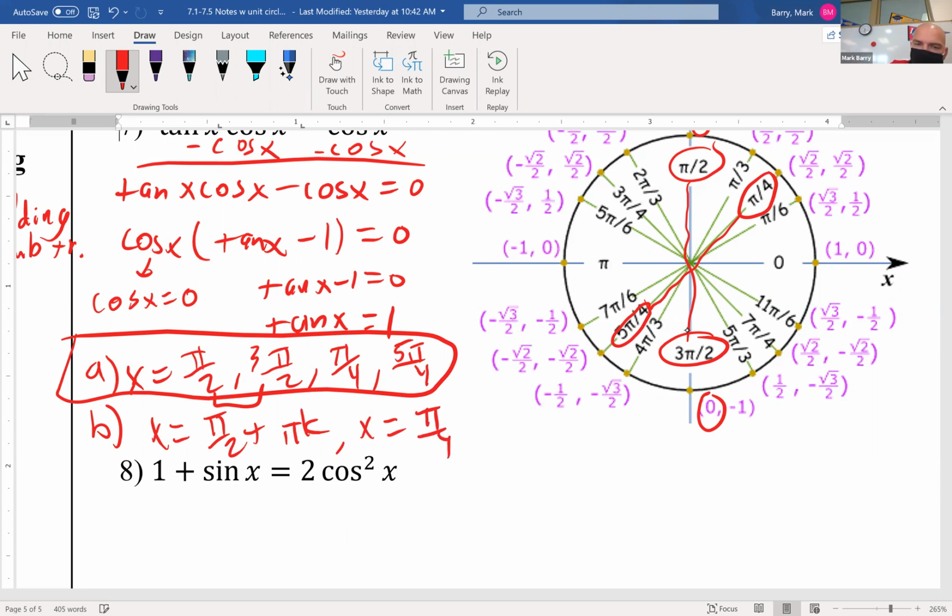And so pi over 2 plus pi k takes care of pi over 2 and its diameter buddy 3 pi over 2. Pi over 4 plus pi k takes care of pi over 4 and its diameter buddy 5 pi over 4. Holla, good job. There we go.